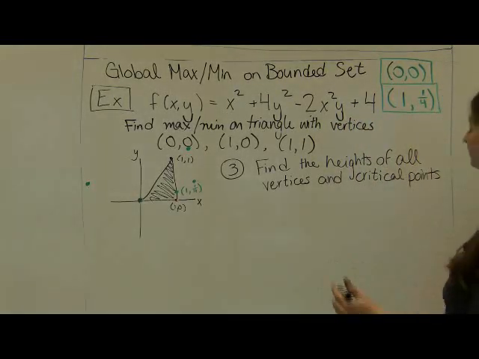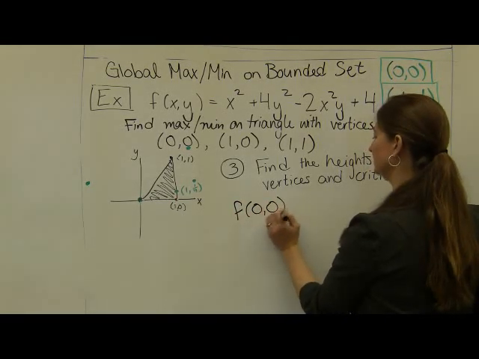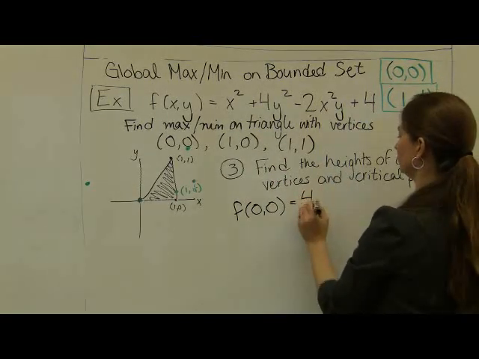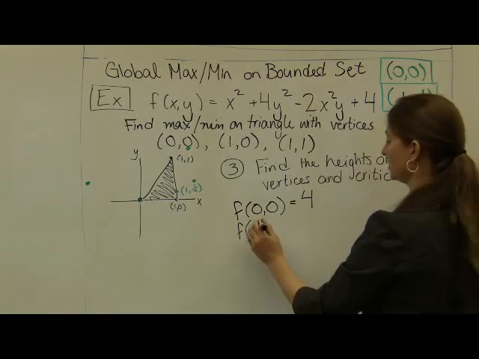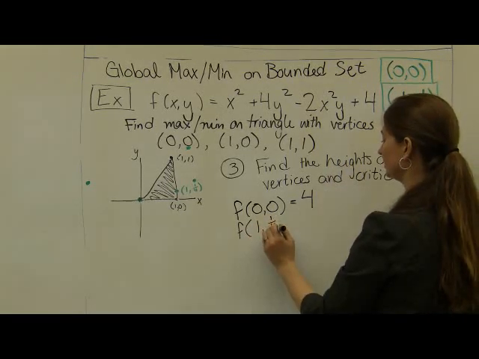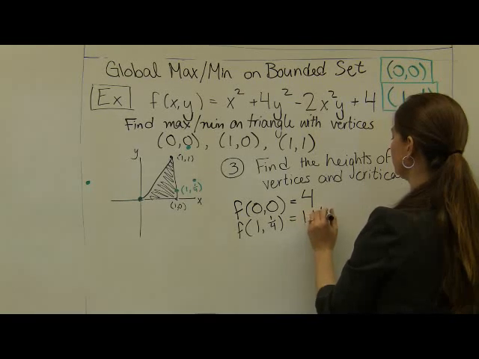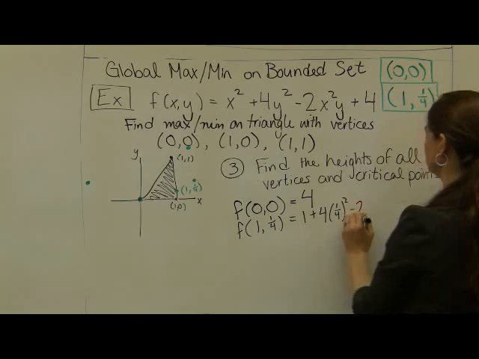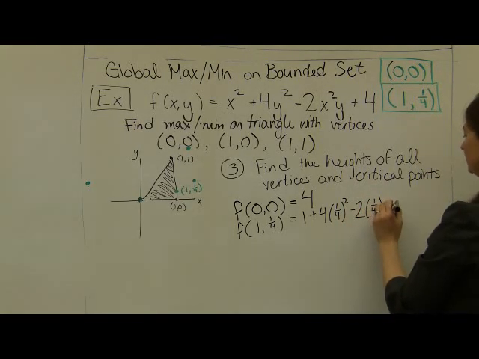So let's go ahead and evaluate this. That means that we're going to look at what is f of 0, 0. Our function evaluated at the point 0, 0 gives us a value of 4. What is f of our second critical point? 1, 1/4. That's equal to 1 plus 4 times a 4th squared minus 2 times 1 squared times a 4th plus 4.